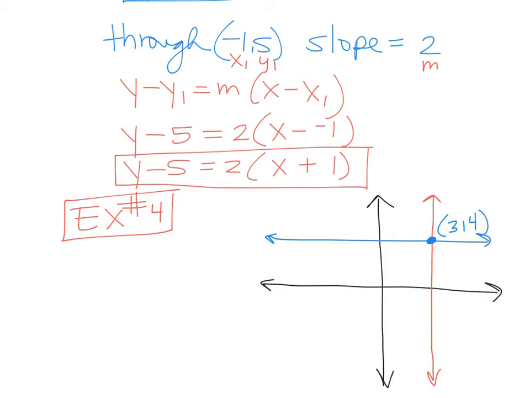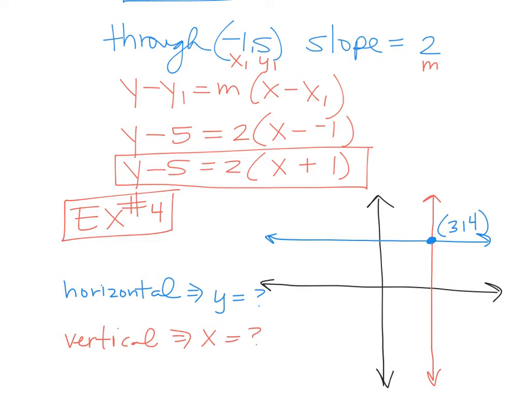And sometimes these get a little skewed, but here's the deal. For a horizontal line, which one's horizontal? The blue one, okay? For a horizontal line, you're always going to have y equals some number, and that's going to be your equation. Okay? For a vertical line, it's always going to be x equals some number. Okay? Here's why it works that way.